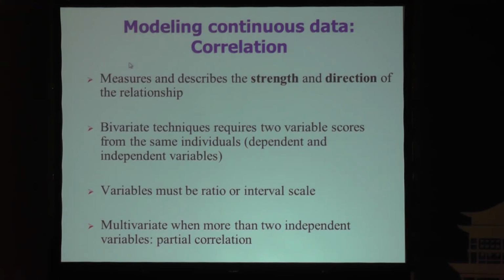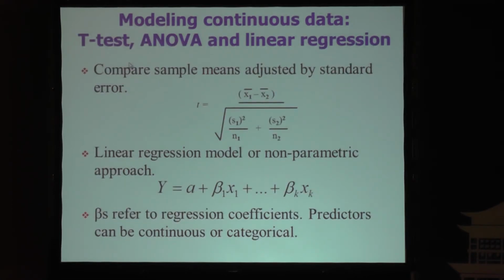The correlation can also deal with multivariate independent variables. That's called partial correlation. So for example, if you want to adjust for some of the covariates, you can calculate the correlation between your outcome Y and your main predictor by using the partial correlation coefficient to adjust for the other covariates. Okay, correlation is for two continuous variables.